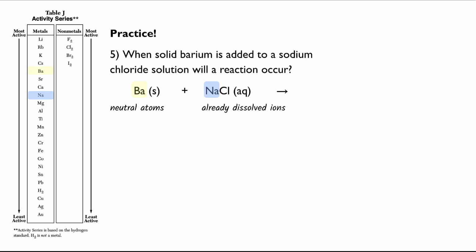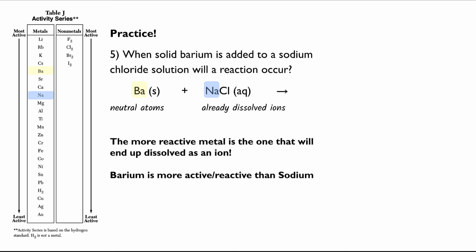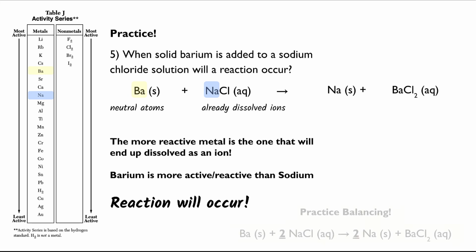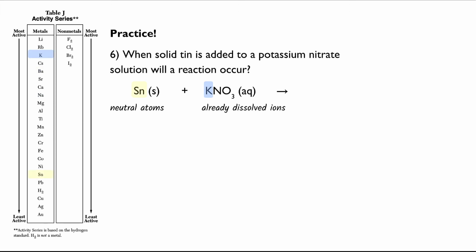Number 5, when solid barium is added to a solution with sodium chloride, will a reaction occur? Barium is higher than sodium, and so a reaction will occur. If I'm writing those formulas correctly, I'll end up with sodium by itself plus BaCl2, barium chloride ions, and to balance the equation, it should look like this. Again, for the main learning goal for this video, you're just making sure that you identified that yes, a reaction would occur. If you wrote the products and you practice balancing, that's just bonus.